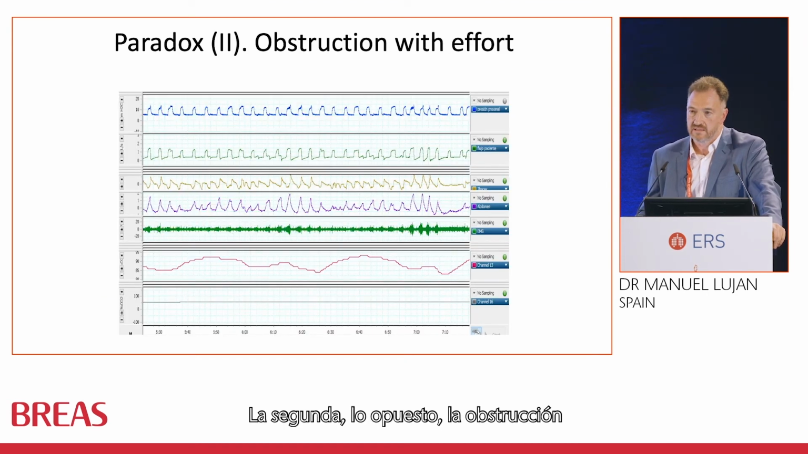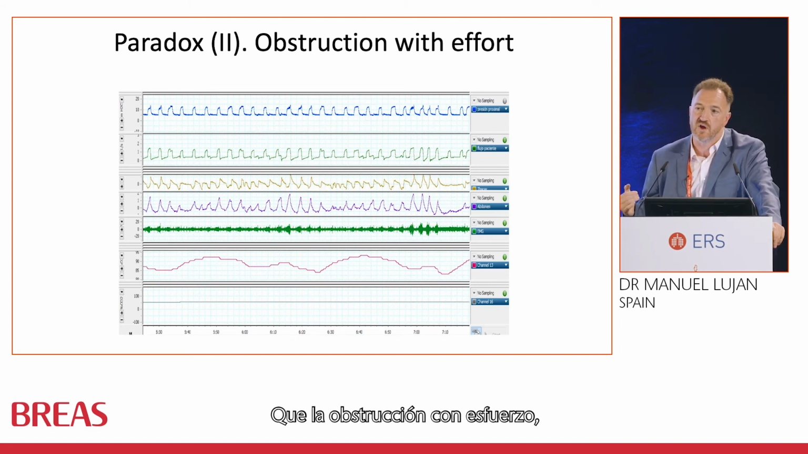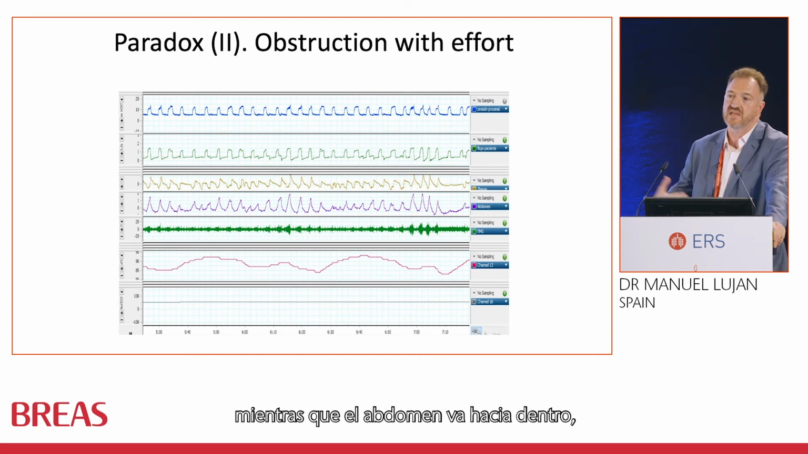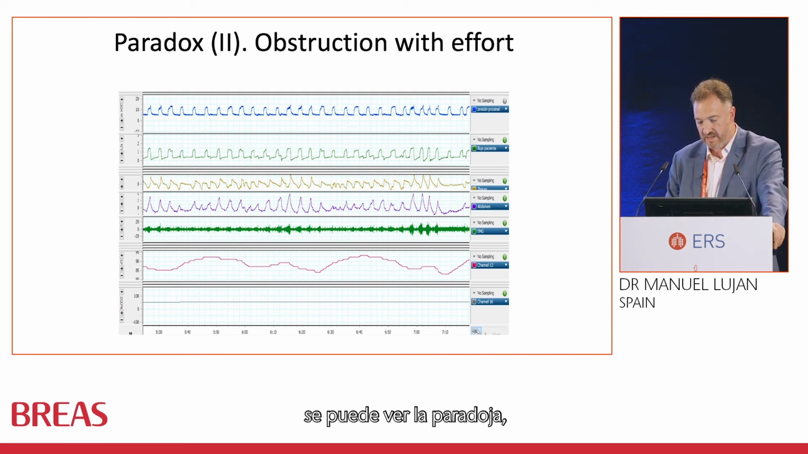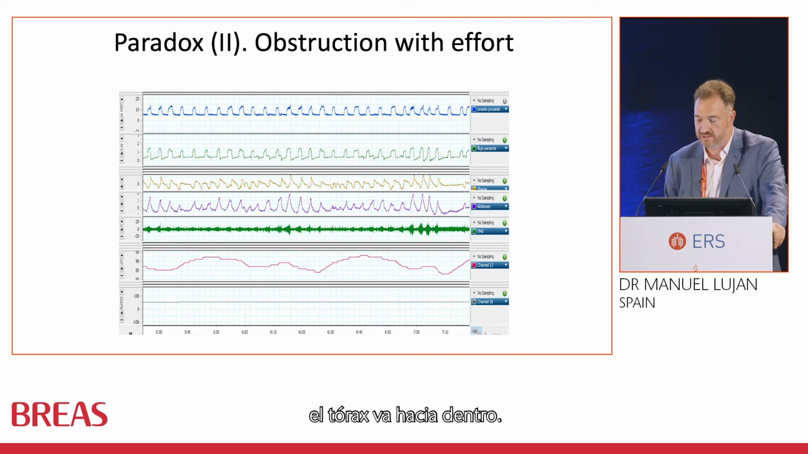The second one, just the opposite, is the obstruction. What's the difference? In the obstruction, the abdomen is moving outwards, whereas the thorax, the rib cage, is moving inwards. It's not a very good example, but here, for example, you can appreciate the paradox. The abdomen is moving outwards, whereas the thorax is moving inwards.